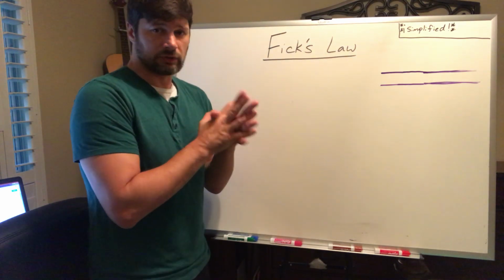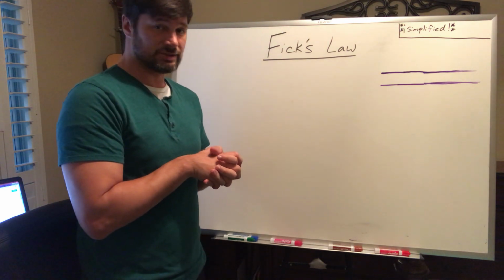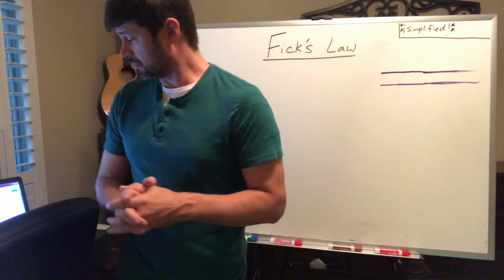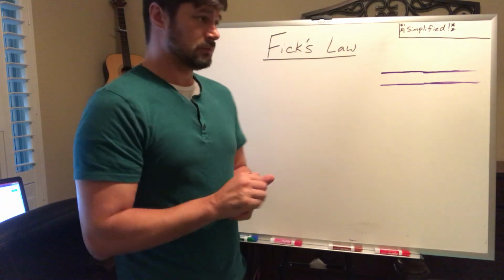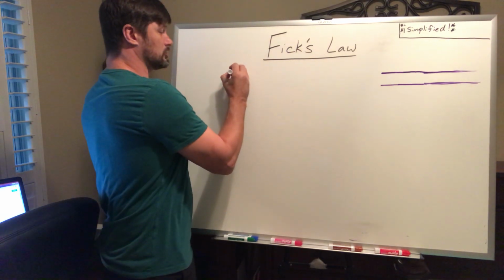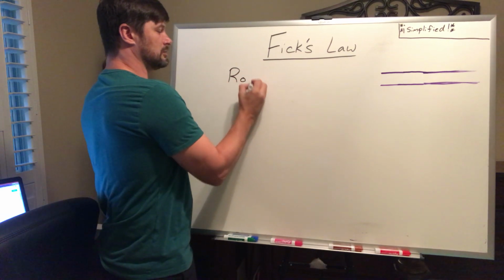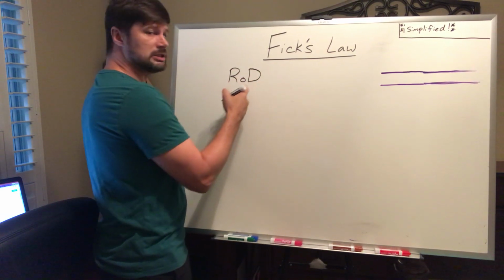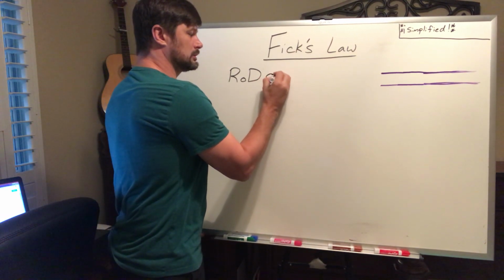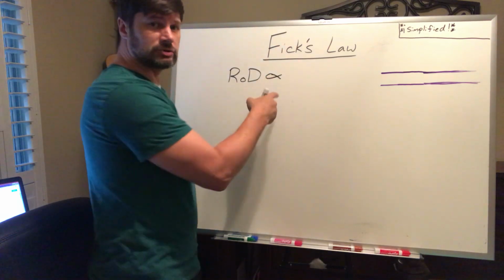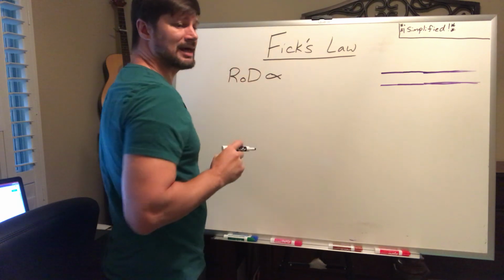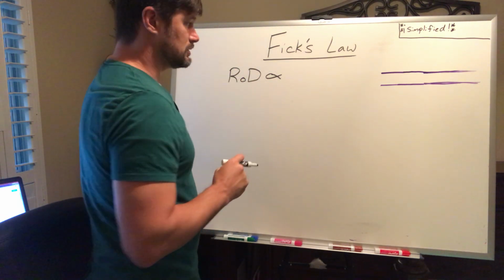There's one equation called Fick's law that describes gas exchange very, very well, because Fick's law relates to the rate, or the speed, that diffusion can occur. So Fick's law is all about the rate of diffusion, the ROD. And the rate of diffusion is proportional to some things. Remember, proportional means what happens on the right side of the equation affects what's happening on the left side of the equation.